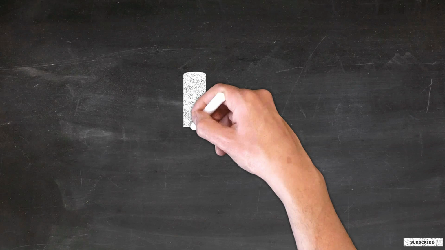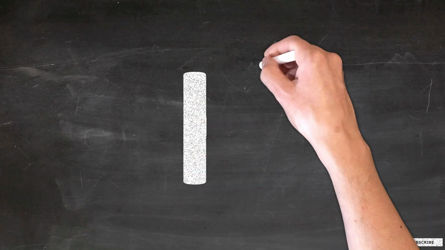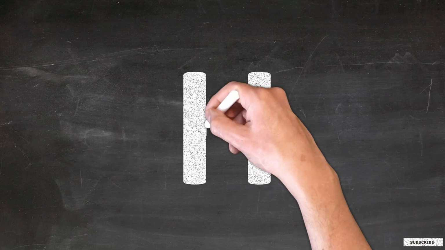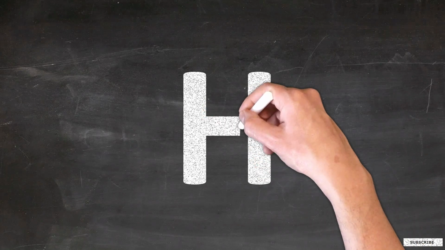Start from the top, draw two standing lines, one after the other, till the bottom. Go a little below in the middle, draw a slipping line to join the two standing lines. This is capital H.